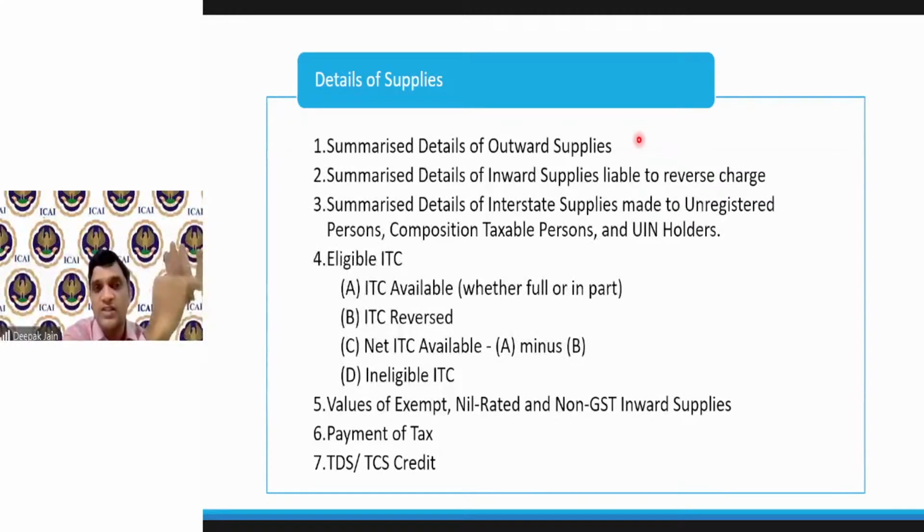If one of these three things, outward supplies, inward supplies, and inward supplies from persons on which you have to pay reverse charge, if any one of these is yes, then you will have to file a non-nil return, which means you have to give data of that transaction. Got it?